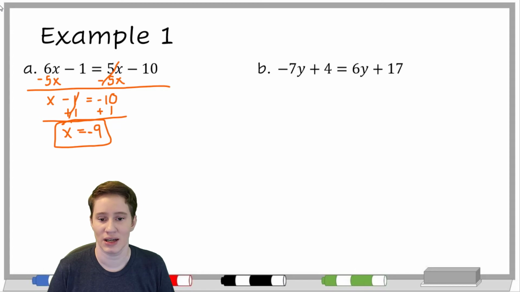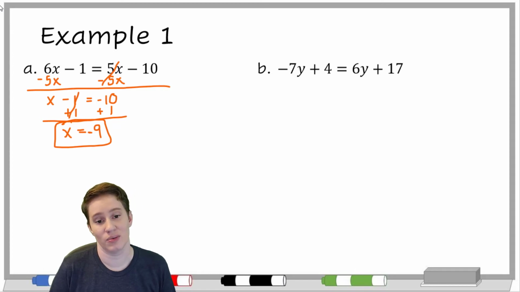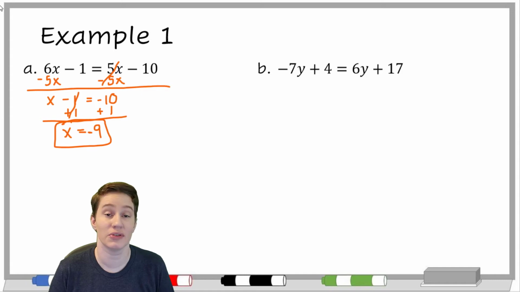So x equals negative 9. Let's look at b. Now we're using y. Both of the letters are y, which does matter. If one letter was y and one letter was x, this would be a much different problem. We'll get there, but not today.